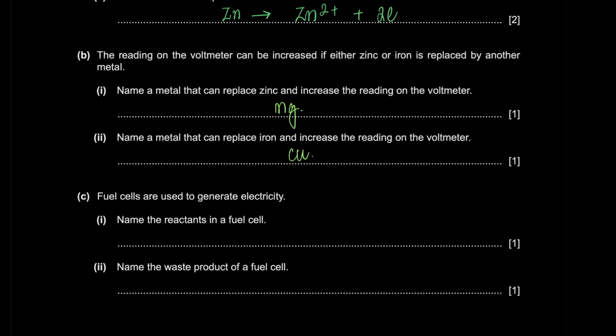I like copper. Okay, name the reactants in a fuel cell. Fuel cells are used to generate electricity, and it's a nice color. Okay, almost. Hydrogen and oxygen. Name the waste product. So-called waste product is water.